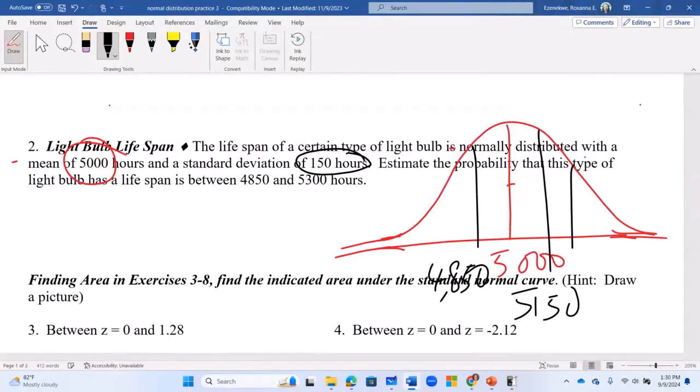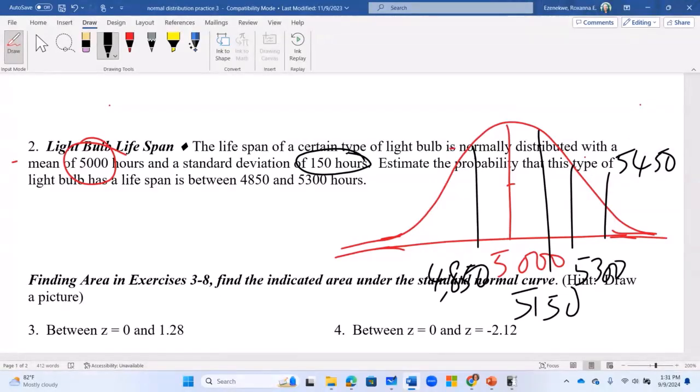Find two standard deviations above the mean. All you have to do is multiply the standard deviation by 2. 150 times 2 is 300. 300 plus 5,000 is 5,300. Therefore, two standard deviations above the mean is 5,300. Another question: what is 3 standard deviations above the mean? You multiply 150 by 3. That gives you 450. 450 plus 5,000 is 5,450.